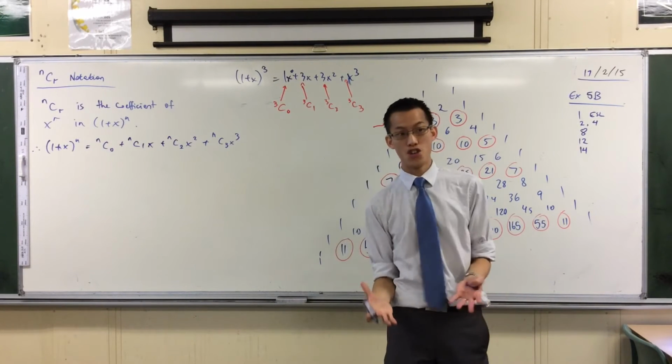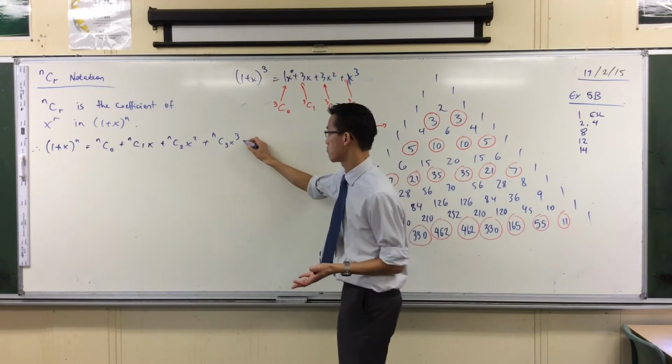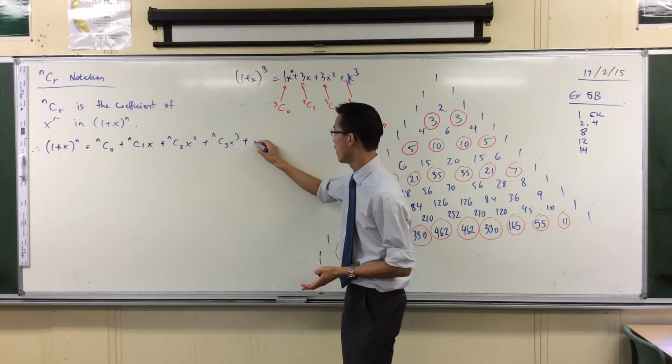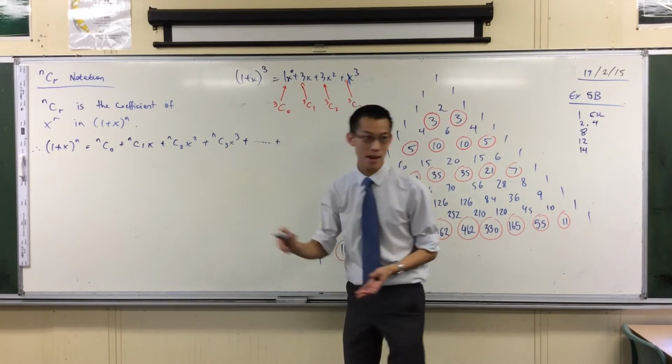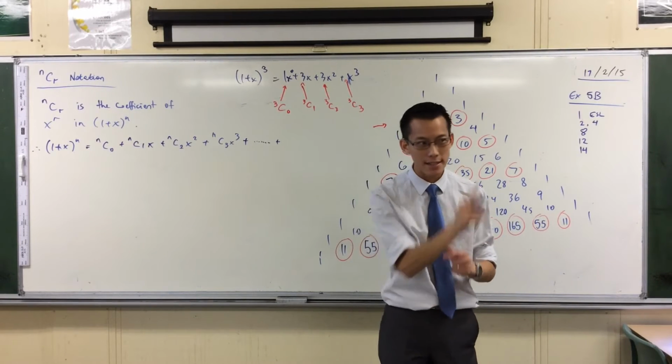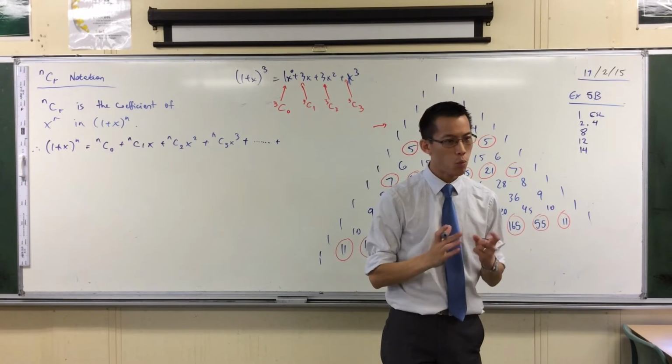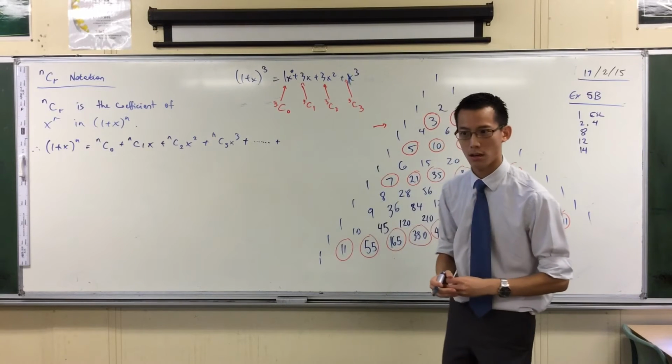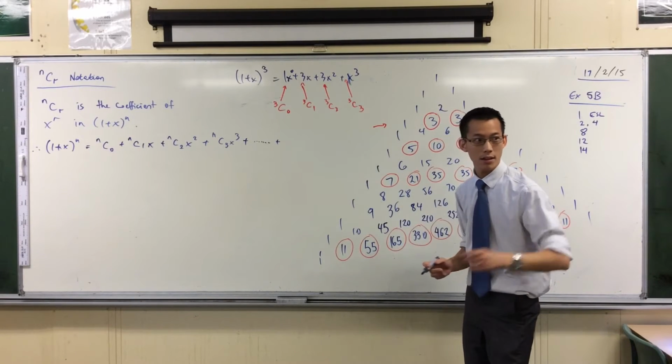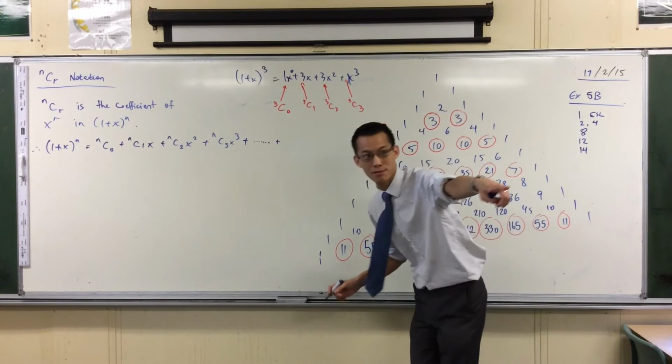Okay. Now I don't know what n is, right? So this series of terms is going to go for some indeterminate amount of time. But it does end. It's not infinite, right? What will be the very last term on the end?